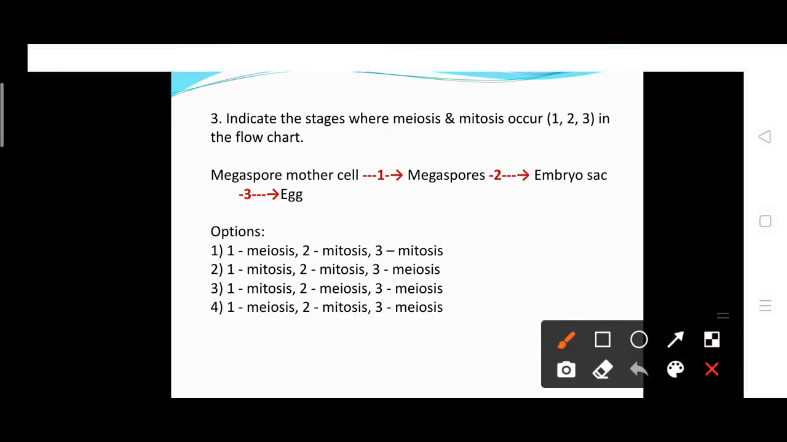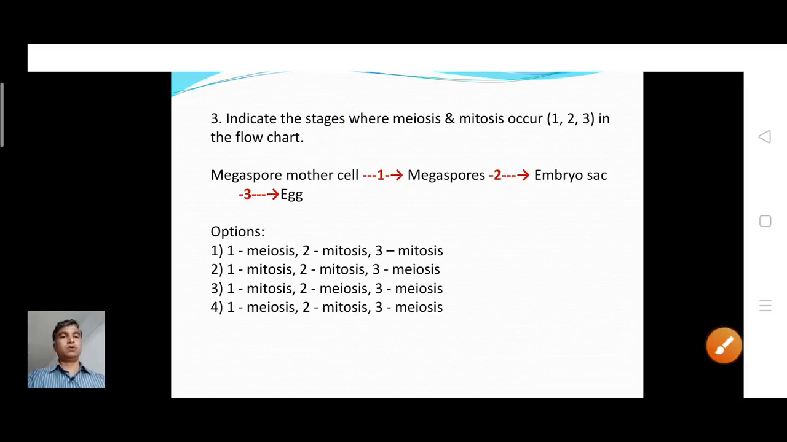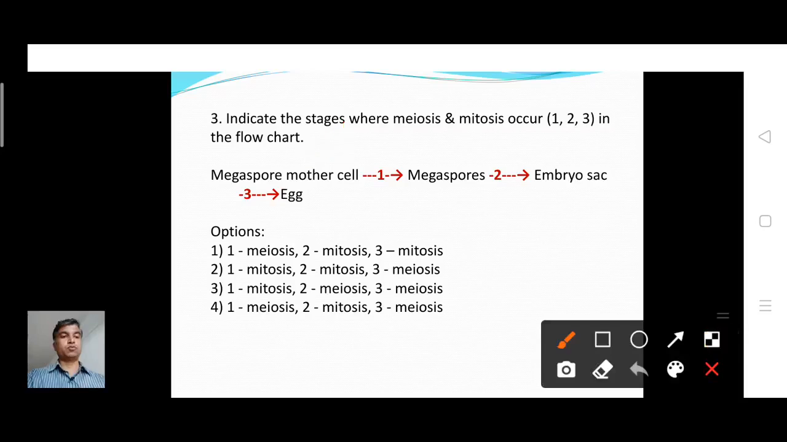Yes, where the mitosis and meiosis occur. Megaspore mother cell is diploid. Yes, it contains two sets of chromosomes. It is a gamete mother cell. Megaspores are haploid. It contains a single set of chromosomes.